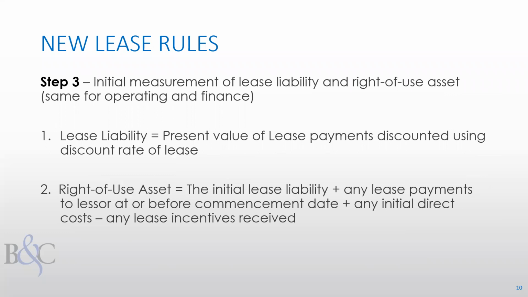So once you've determined if you have an operating lease or a capital or finance lease, the next step would be to calculate or measure the liability and the right of use asset. The lease liability is going to be equal to the present value of the lease payments, discounted using a discount rate of the lease. The right of use asset is going to equal the initial lease liability plus any lease payments to the lessor at or before the commencement date, plus any initial direct cost and less any lease incentives that were received.